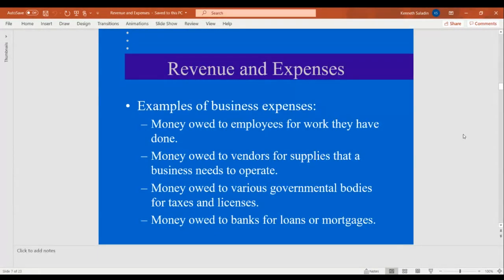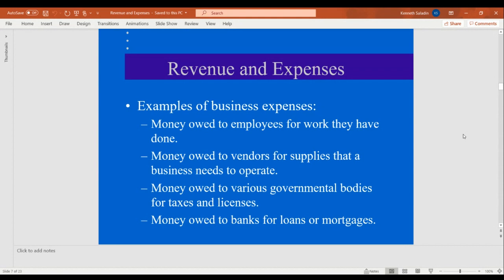Perhaps one of the biggest business expenses is the money that's owed to employees for the work they've done. Another business expense would include any money that's owed to vendors for supplies that a business needs to operate. For example, if you own a production nursery and you specialize in the production of container grown shrubs and trees, you would have to purchase plastic containers, potting medium, liners, fertilizers, and these are things that you would purchase from vendors. They would be expenses to you.